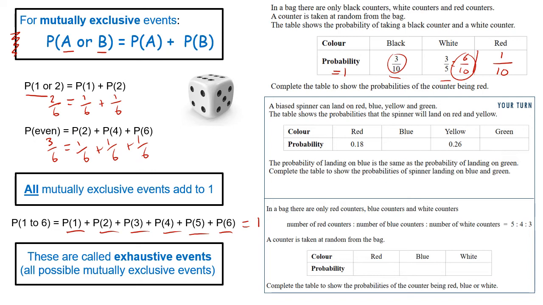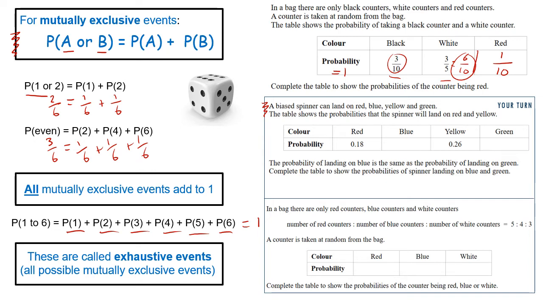Have a try with these two examples. So pause it, have a go, come back for the answers. So for the first one, we've got a spinner, it's biased, so it's not going to land on each colour an equal number of times, and it can land on red, blue, yellow or green. So they're exclusive events because it can't do 2 of them at the same time, and they're exhaustive. It's got to be one of the 4.